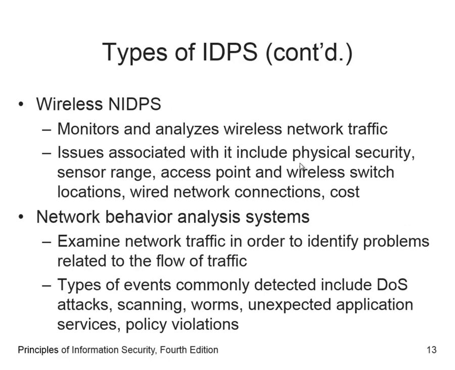Part of the network intrusion detection and prevention system is monitoring the wireless network traffic and activities, especially now that we have wireless in addition to the wired technology. So we have both technologies implemented in the organization, and we need to monitor both. There are many issues associated with the wireless network, such as the physical security, sensor range, the access point and wireless switch locations, the wired network connections, and the cost of implementing the wireless.